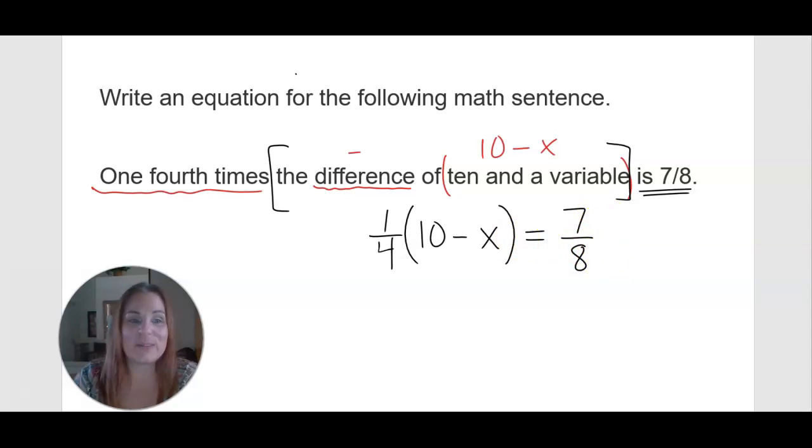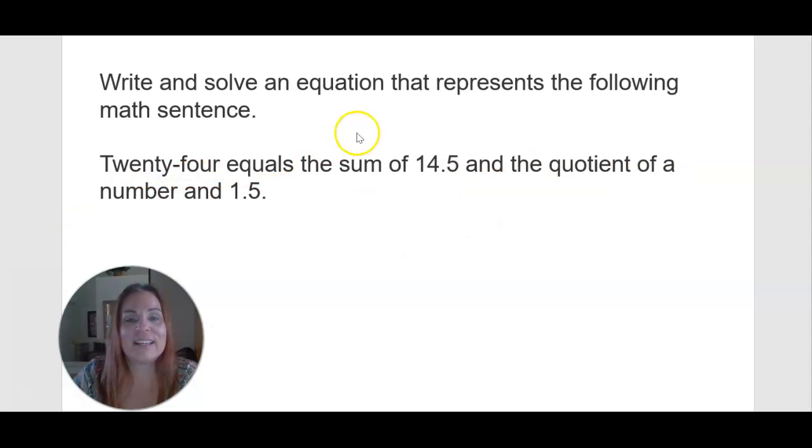Okay, let's try another one. Same thing, write and solve it. This time we have to solve it, but we need an equation that represents this sentence. 24 equals, well, right away that starts us off nice, right? 24 equals. So they don't even say is this time, they say equals. So let's write that part. 24 equals. The sum of, so when I see the sum of, I know I have to add the next 2 things that are coming up.